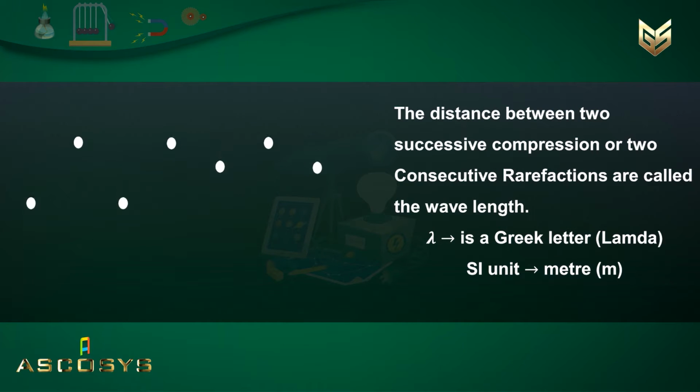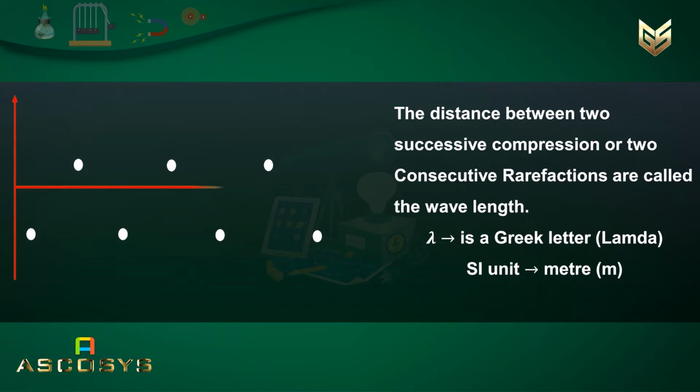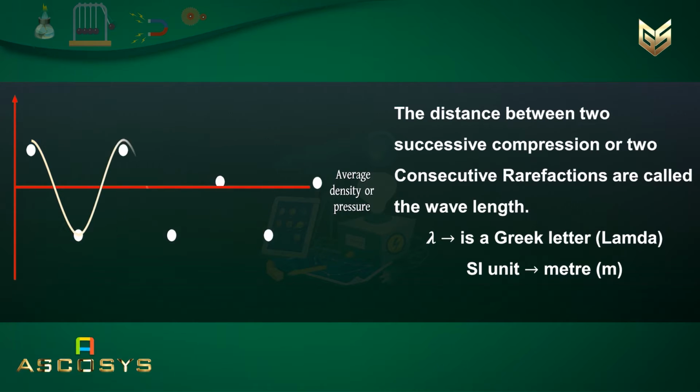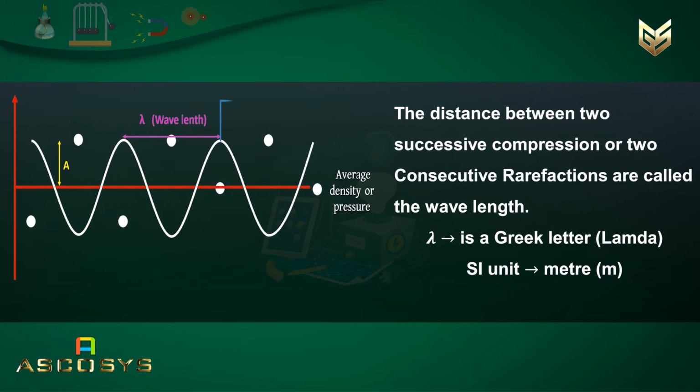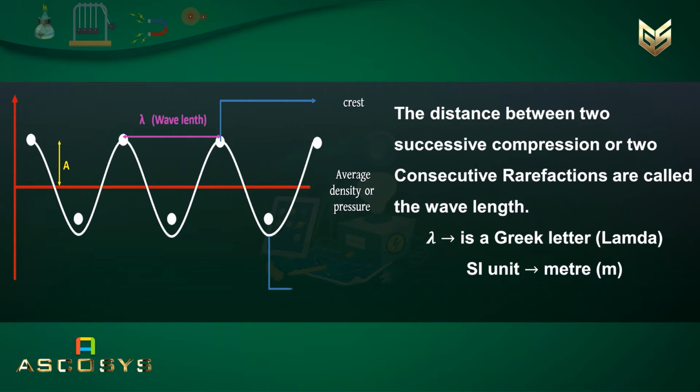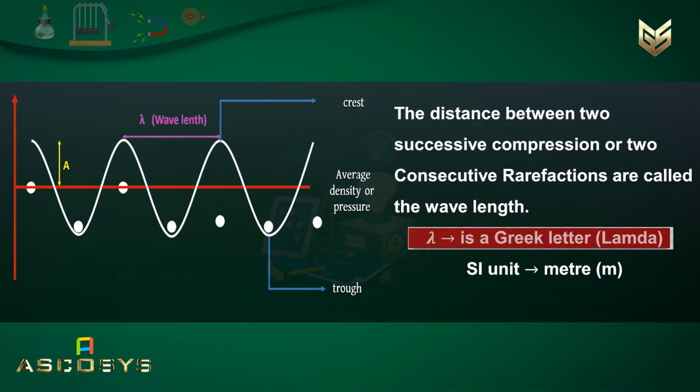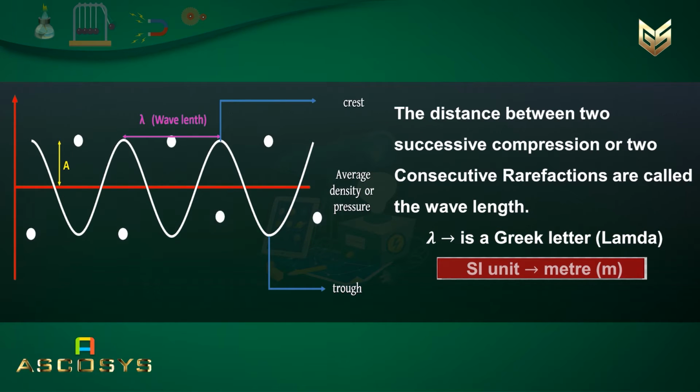The distance between two consecutive compressions or two consecutive rarefactions is called the wavelength. It is shown by lambda, that is a Greek letter. The SI unit of wavelength is meter only.